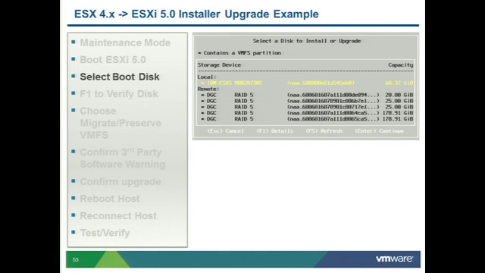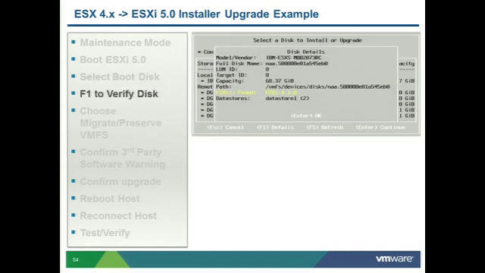When you hit F1, it will give you details of that disk, and it will show you, hey, there's an existing ESX image on this disk, or there's an existing ESXi image on this disk. So right here, hit F1, and that's the example of what you'll see. It tells you there's ESXi found, and it's going to upgrade that.